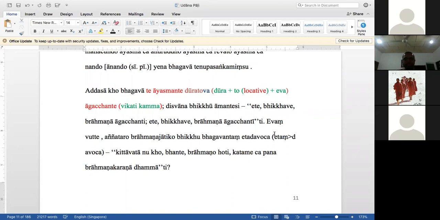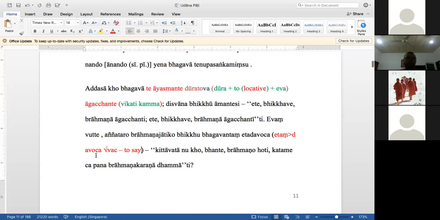So here, Nigahita changed into Da. Right? Avocha is the past tense of Vachati. Vach, the root, is to say. Avocha, so he said, is the past tense. So Etang avocha, said thus. Now what is being said is explained here.